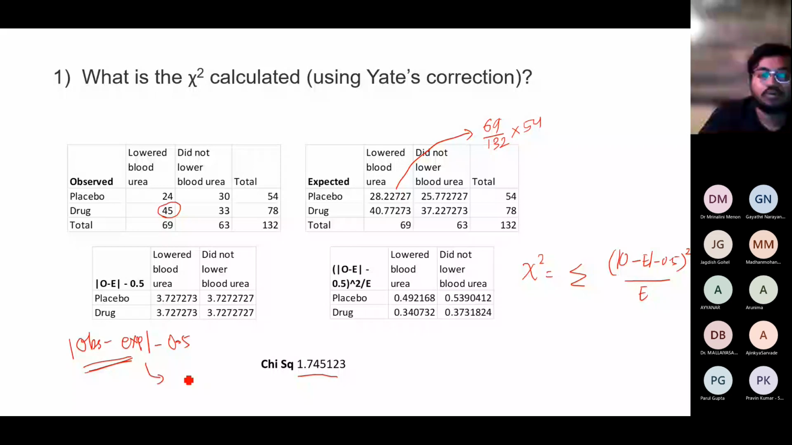So for example, here if my placebo was 28, I would have had 28 minus 28.2, observed minus expected modulus. So that would have been 0.2. And then for the correction, I would have subtracted 0.5. So this turns out to be minus 0.3. But this value cannot be negative, so we won't do the subtraction here. We'll just take it as 0.